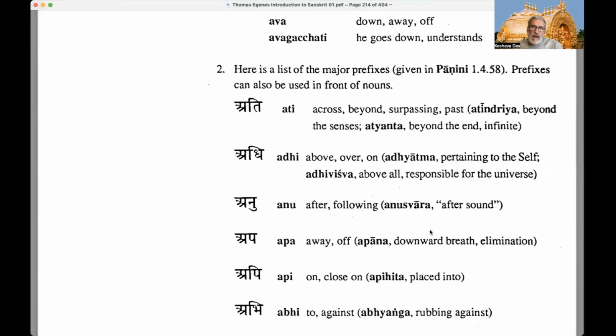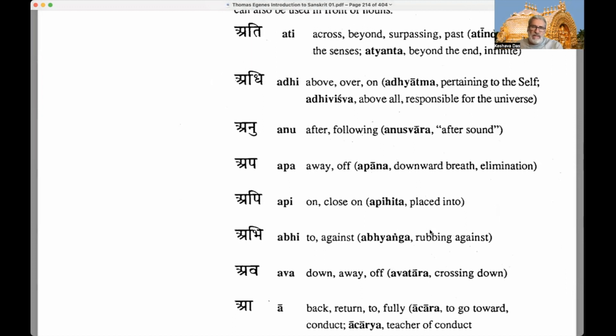So we also have atyanta. Ati plus anta, the word anta means end. By sandhi, the i turns into a y before anta, so a-t-i a-n-t-a becomes a-t-y-a-n-t-a. And it means beyond the end, or infinite, having no end.